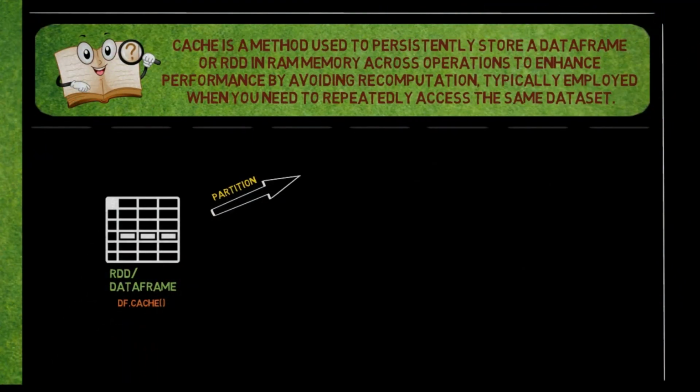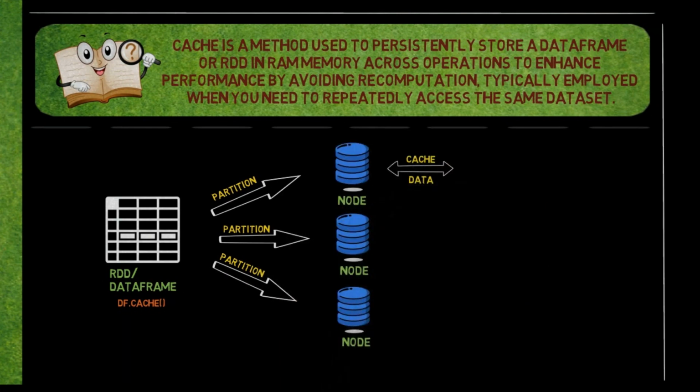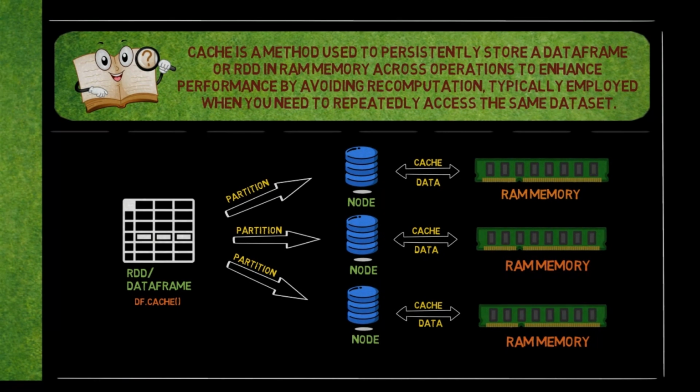Cache is a method used to persistently store a data frame or RDD in RAM memory across operations to enhance performance by avoiding recomputation, typically employed when you need to repeatedly access the same dataset.